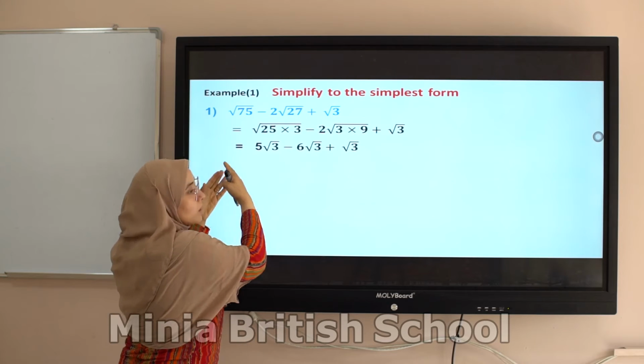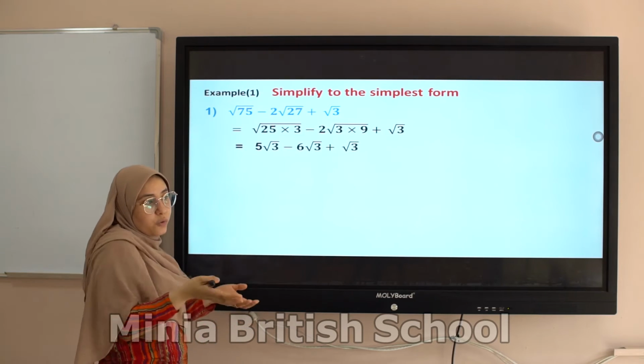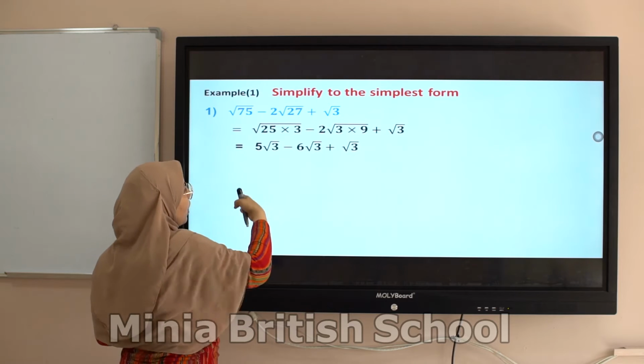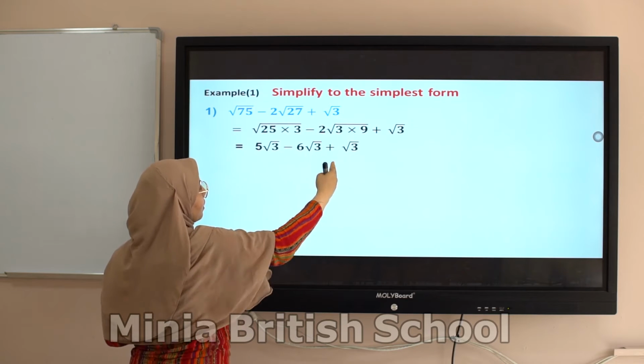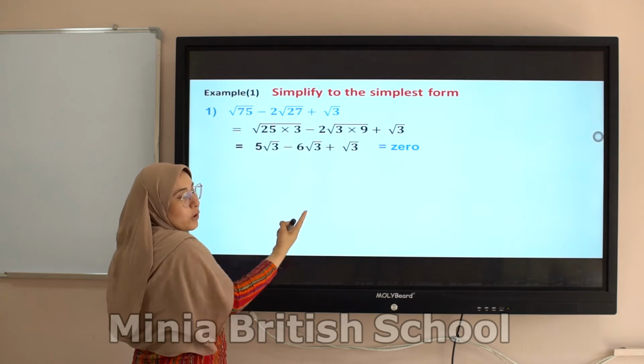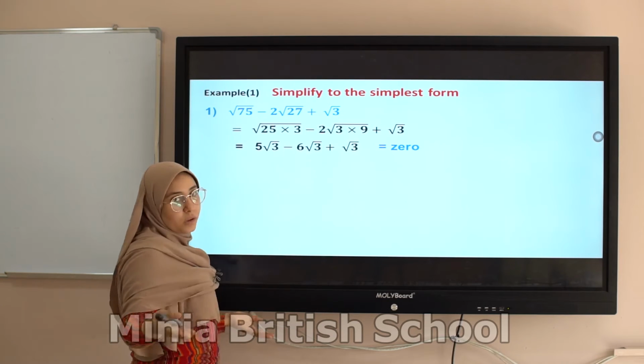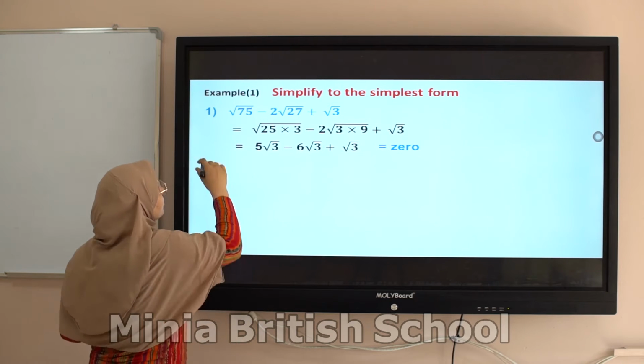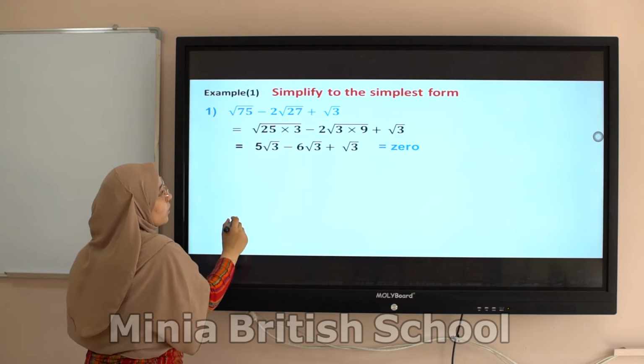Now, I will solve it in the simplest form. It's easy, okay? 5 minus 6 plus 1 equals what? Equals 0, okay? 5 plus 1 equals 6. 6 minus 6 equals 0, okay? So the answer of the first one equals 0.